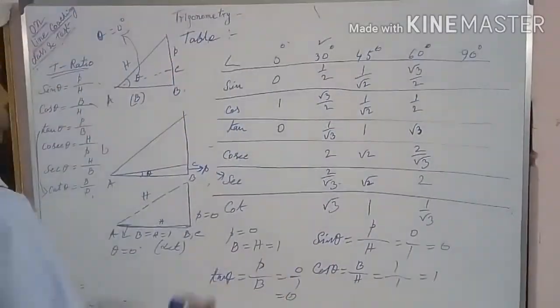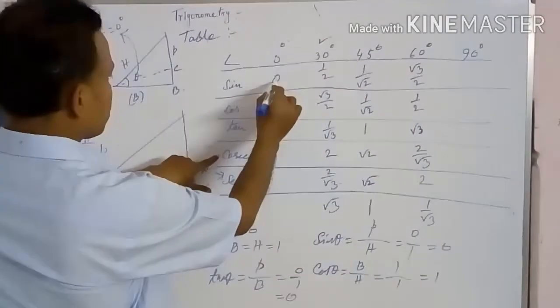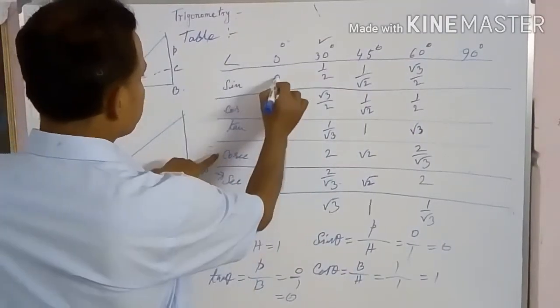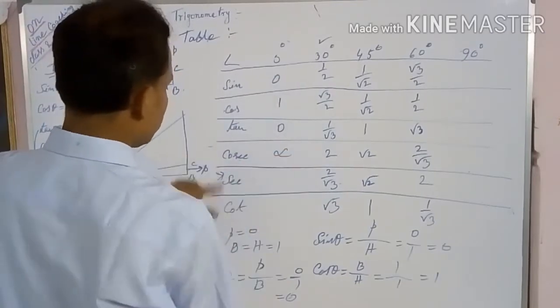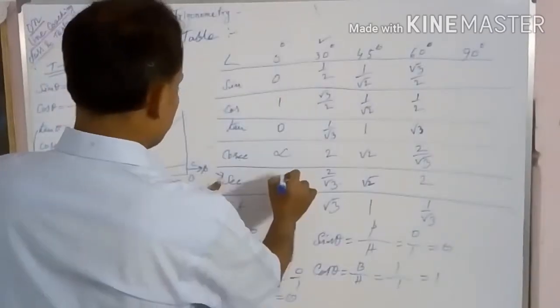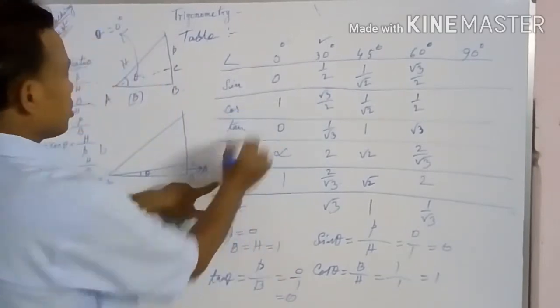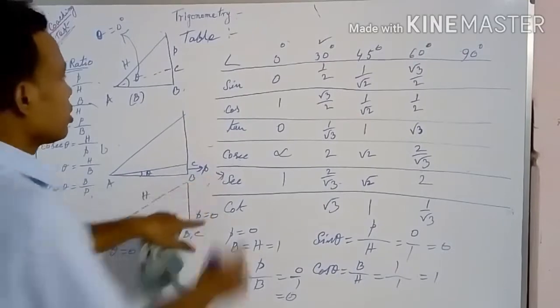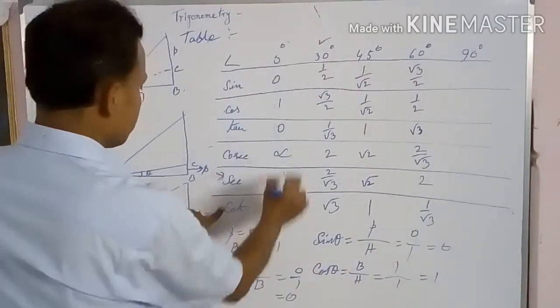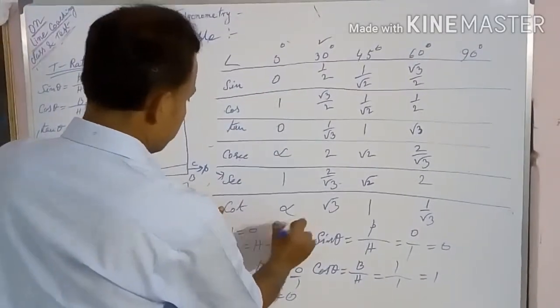So cosec theta is equal to what? Just the reciprocal of sin. So 1 by 0 is equal to infinite, undefined, and sec theta is equal to 1. So cos theta is equal to 1, then sec theta will be the reciprocal of cos theta, that is 1. And tan theta is equal to 0, cot theta is equal to the reciprocal of tan theta, which is infinity.